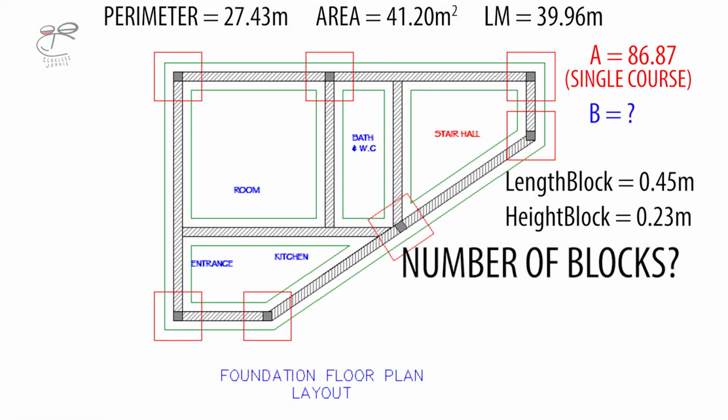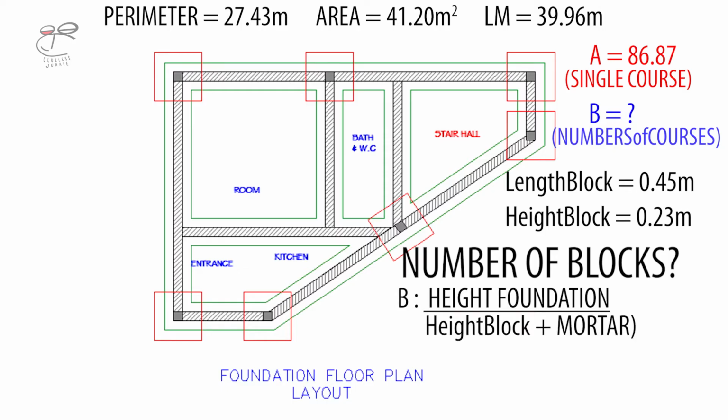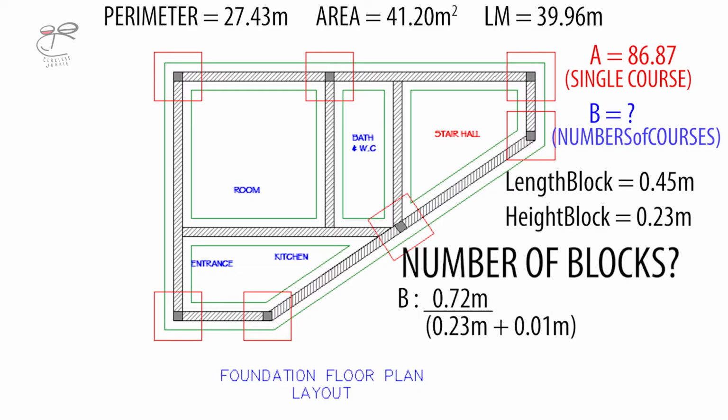So we'll write that down somewhere, and then we do another simple calculation for the height of the foundation. For this one, we're using 0.72 meters for the total height of the foundation, not the total height actually, the height where the block work stops, and that we divide by the height of the block plus mortar as well. And then we're having three courses. So 3 courses.